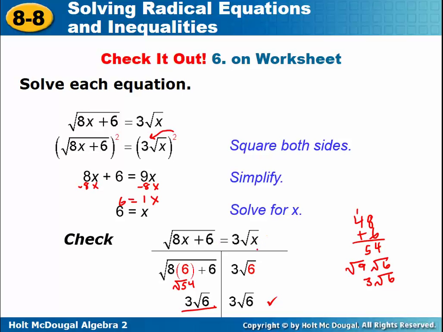Another way that you can check this one is with your calculator, getting a decimal number on each side. And even though it's not going to be a nice, neat number, your decimal should be exactly the same.